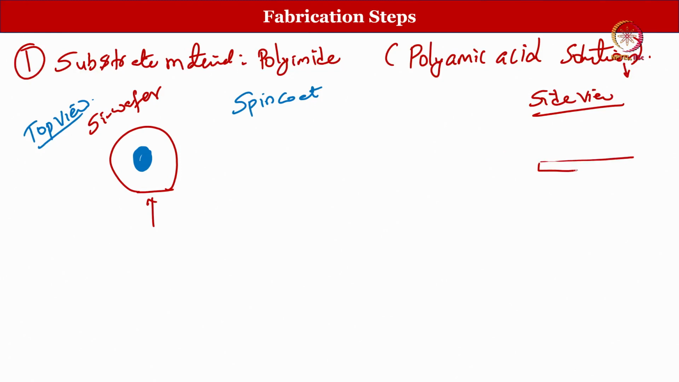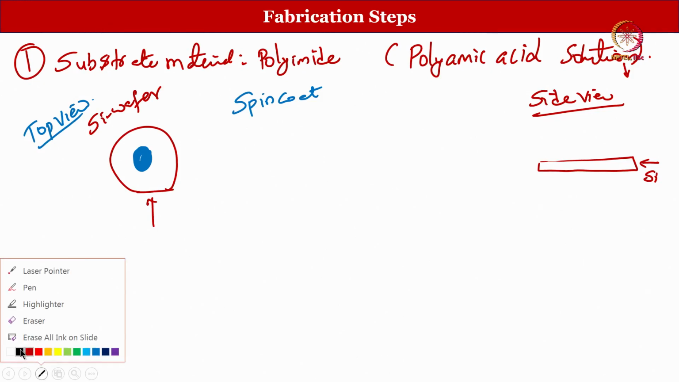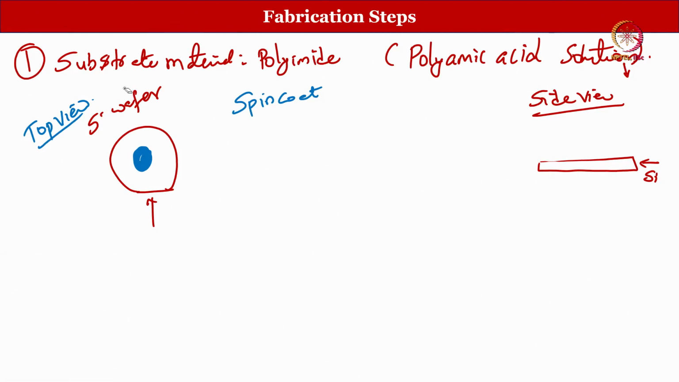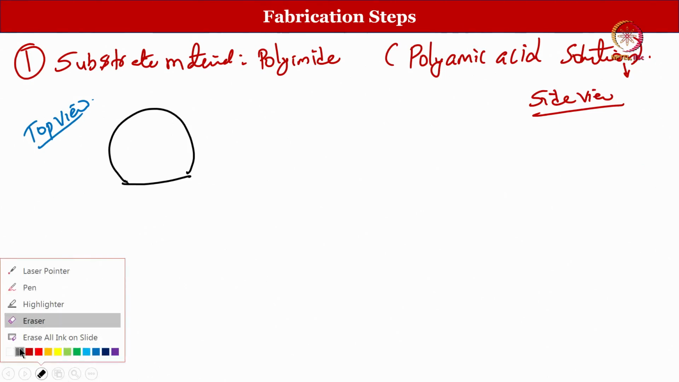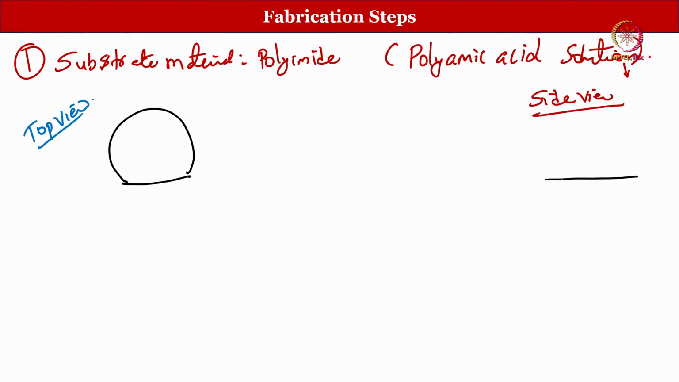So, you have a silicon wafer of some thickness. In order to avoid the confusion, because for polymer I took dark red color, let me erase these things. For silicon wafer I take a black color. So, there is a silicon wafer, and you have a silicon wafer here as well. Pardon me for my handwriting, it is terribly good, I know. So, this is silicon.